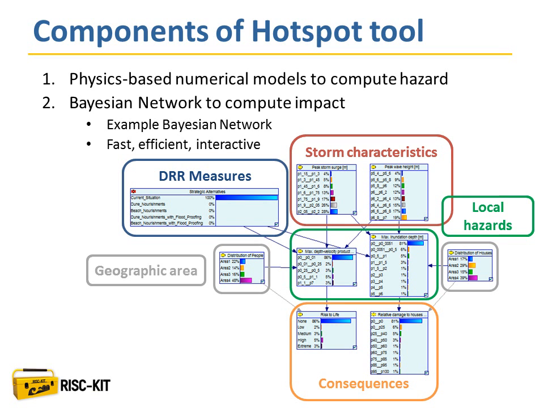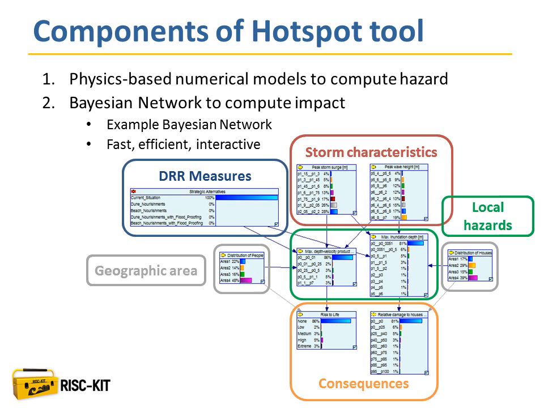This is an example of a Bayesian network, in which the various variables have been collected together in groups. For instance, the storm characteristics, like the peak storm surge and the peak wave height, and DRR measures, as well as local hazards, like inundation and erosion at the receptors, and the consequences or the impacts, so the damage to houses and risk to life.